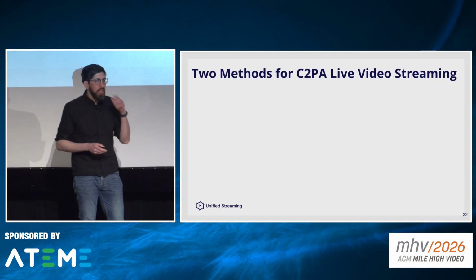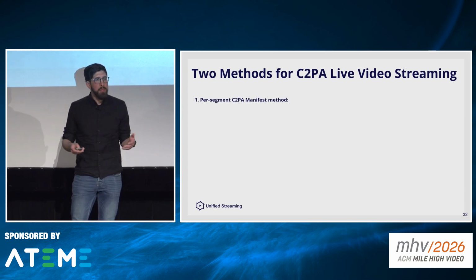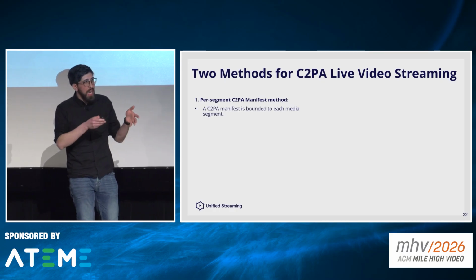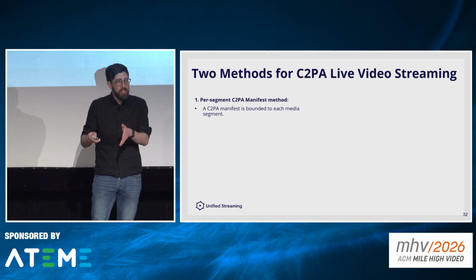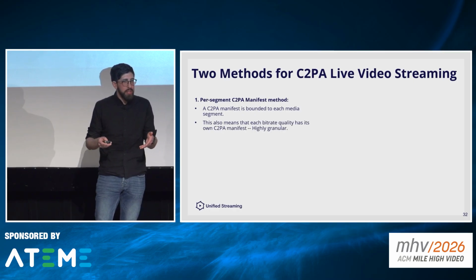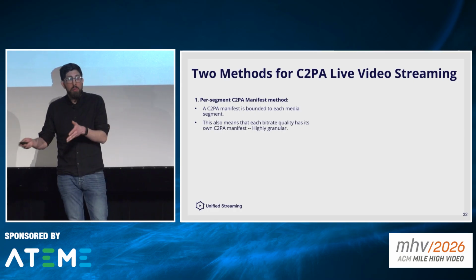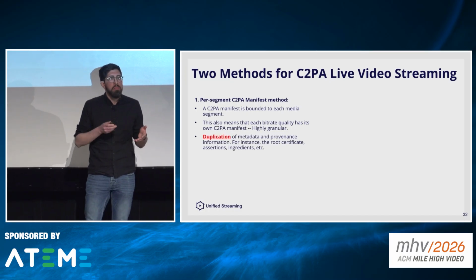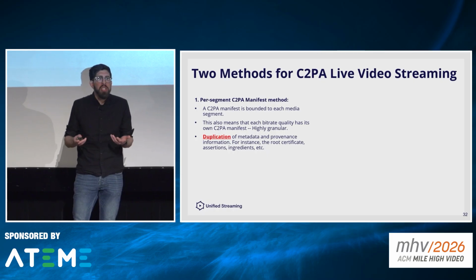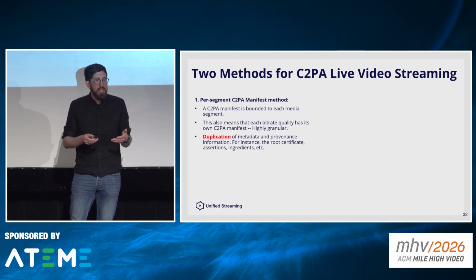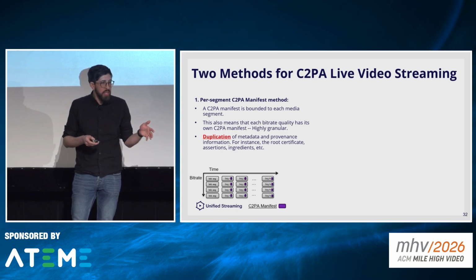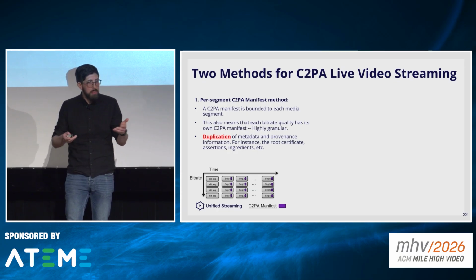So as David said, there are two methods in C2PA Live for video streaming. The first method is the per segment C2PA manifest method, where a C2PA manifest is bound to each media segment. This means that the different bitrate qualities will have their own C2PA manifest. Unfortunately, there's a bit of a duplication of data in some of these media segments, root certificates, information that is there in every media segment. So there's a representation of the time and the quality representation, and every media segment has a C2PA manifest in each segment.